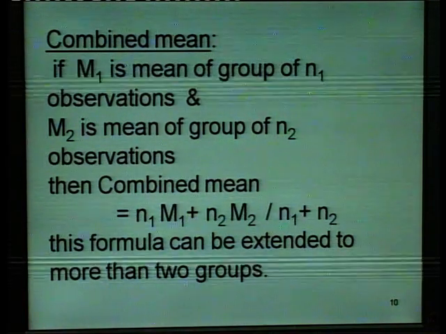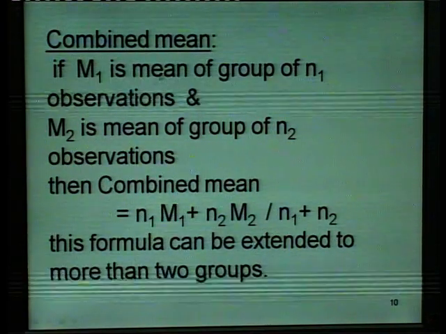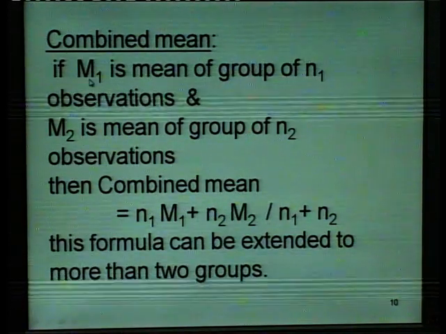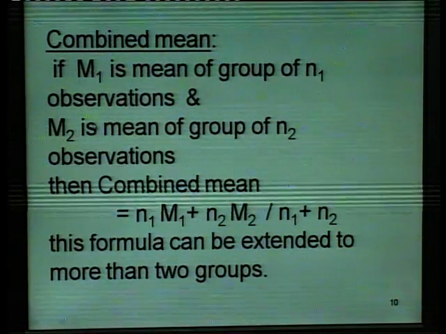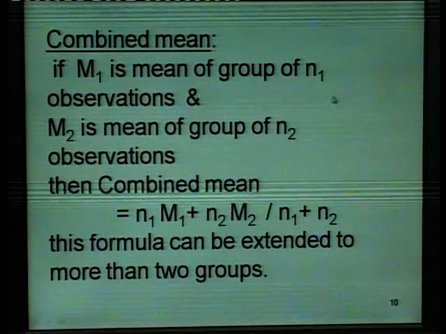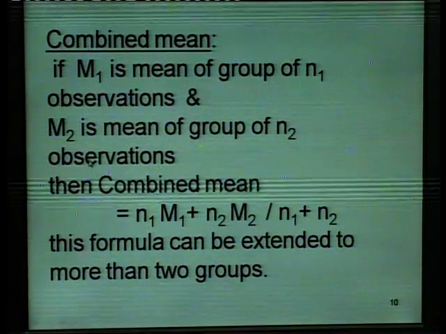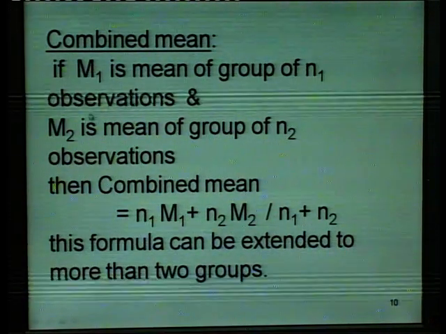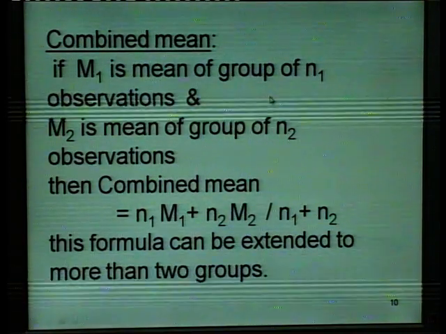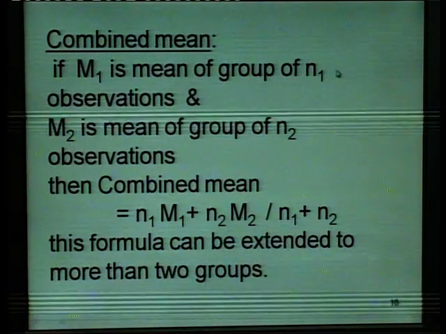Combined mean: sometimes we are given the means of two groups and we have to find the combined mean. Now let's take M1 as the mean of a group of N1 observations, and M2 as the mean of a group of N2 observations. There are N1 observations whose mean is M1 and N2 observations whose mean is M2. We have to find the combined mean, that means the mean of these two groups. The number of observations in these two groups is N1 and N2, so the total number of observations is N1 plus N2.